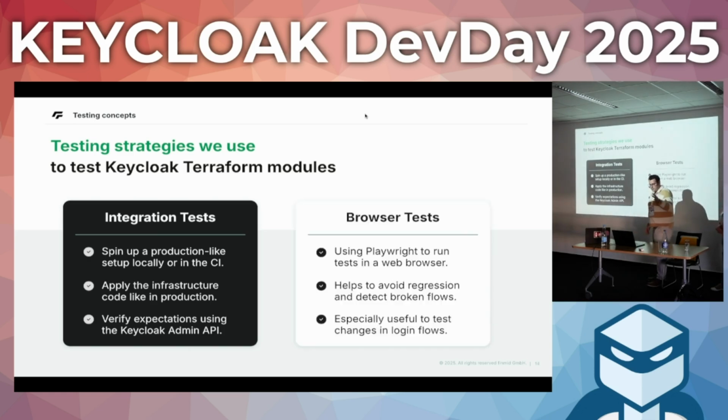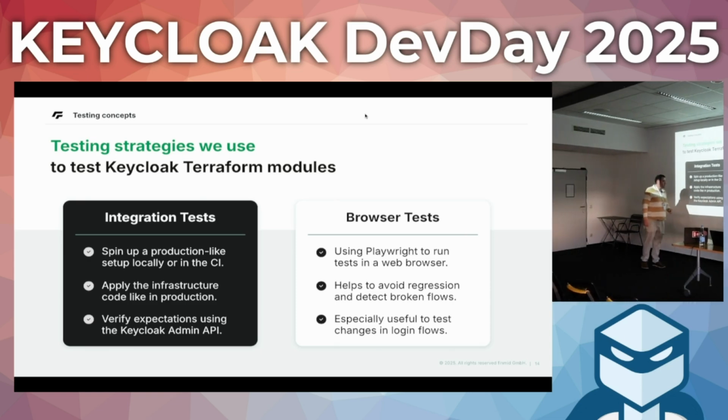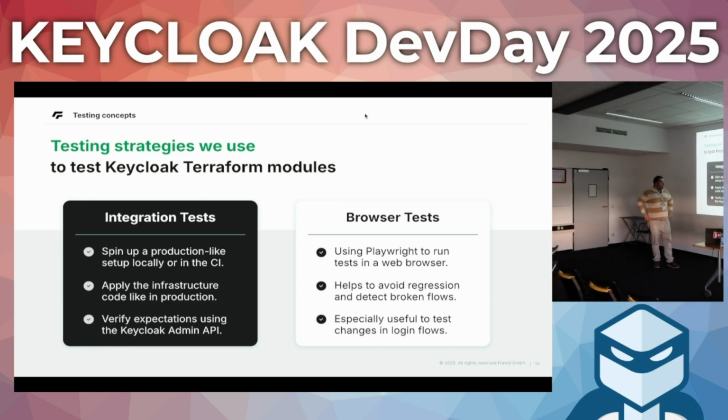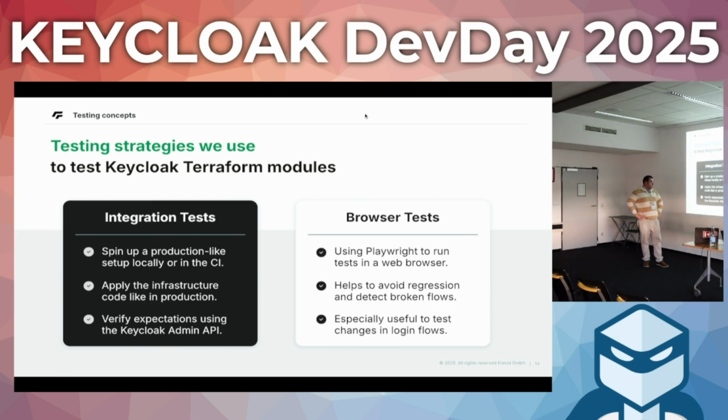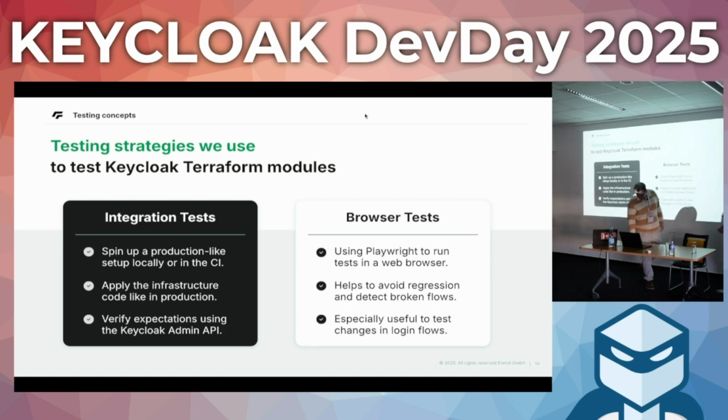The next one is browser tests. We just called it like this, but in the end it's Playwright. So you can see it here. It's powered by Playwright. We use it to spawn up a real web browser. And this is for us to avoid regression and to make sure we do not break existing flows by doing module changes. It's especially useful for login flows, of course. So all the authentication flows are basically tested by this.